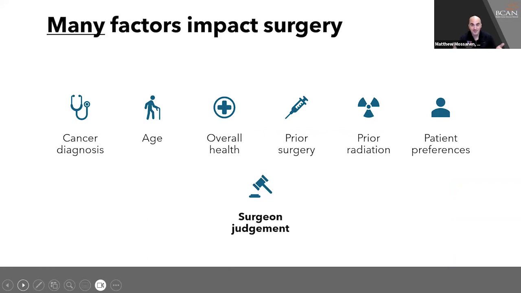Every patient and every case is unique. I want to emphasize that there are many factors that impact surgery, not only the cystectomy, but the decision for a urinary diversion: the cancer diagnosis, so the actual stage of the tumor, the patient's age, their overall health, their fitness level, if they've had prior surgery, if they've had prior radiation, of course the patient preference, what sort of urinary diversion they want to live with, and of course, again, surgeon judgment, which hopefully can be used to put all of this information together and then use shared decision-making to figure out what the best option is.